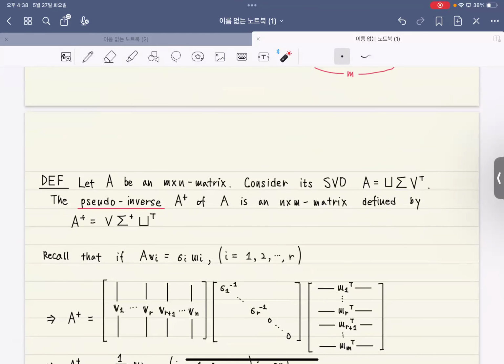All right, finally, I can define the pseudo inverse. A is an m by n matrix. Then we consider a singular value decomposition, just like this. And the pseudo inverse, which will be denoted by A plus, of the original matrix A, is defined by V times, well, the order has been reversed, V times sigma plus, where this sigma is now sigma plus, and U transpose. This is the pseudo inverse.